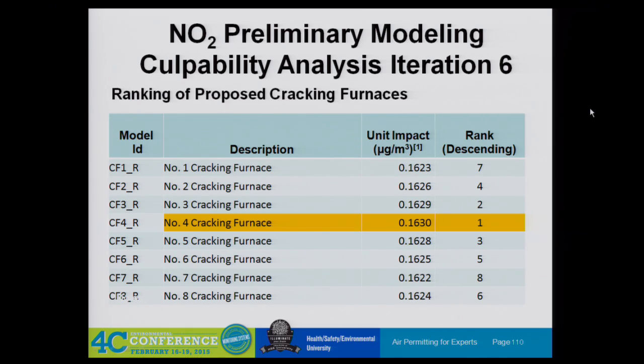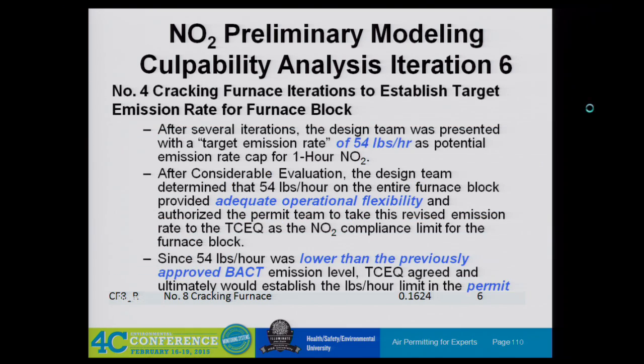And we determined what our worst case furnace was and assumed everything was coming from there, just to find out this mass emission rate. And it turns out it was 54 pounds per hour. That's just what the number was. When we modeled this worst case furnace at 54 pounds an hour, we were at 7.5 and we hit the seal. So then we took that back to the team, and after considerable evaluation, they determined that they could operate. It provided them with enough flexibility if that was averaged over the entire furnace block. And since that was lower than the previously approved BACT, TCEQ said, yeah, fine.